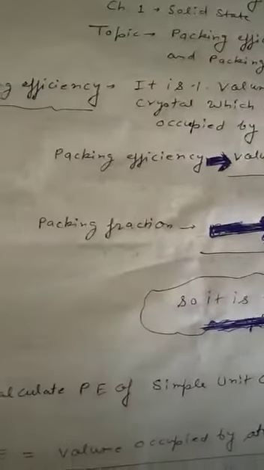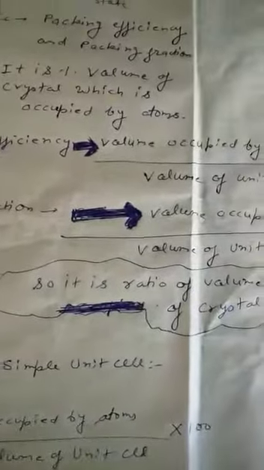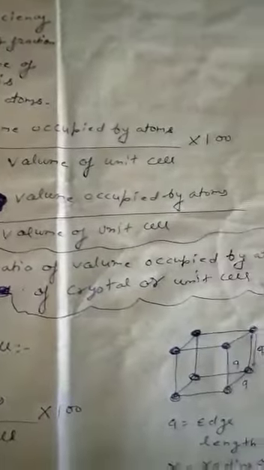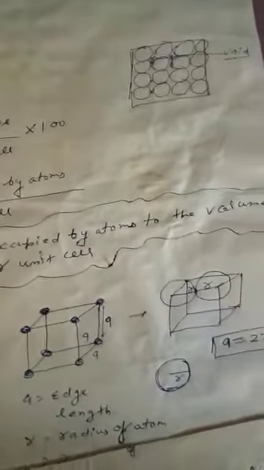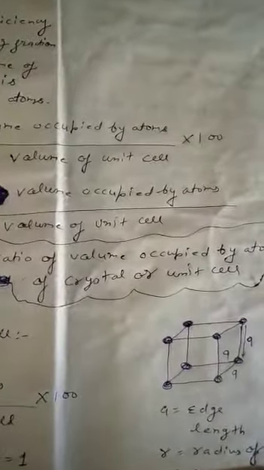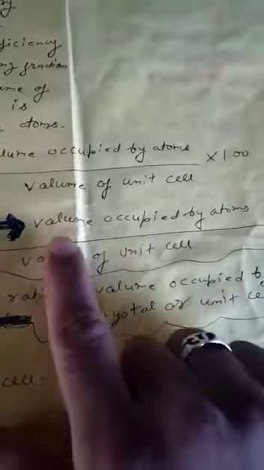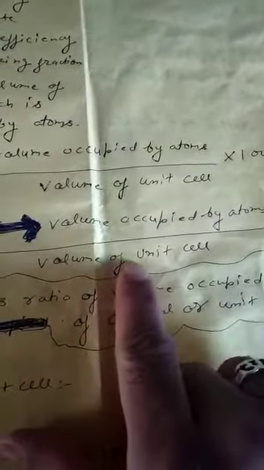Now the second term is packing fraction. Packing fraction is simply the ratio of the volume occupied by atoms to the volume of the crystal or unit cell. So it is volume occupied by atoms divided by volume of unit cell.